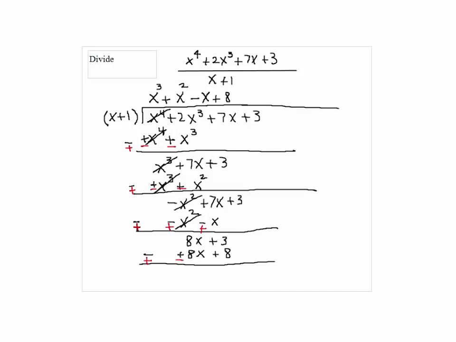And we say, what times x gives you 8x? It would be plus 8. 8 times x would be 8x. 8 times 1 would be plus 8. To find the remainder, we change subtraction to addition, and we change the sign of the second column to its opposite sign, and this time the remainder would be equal to -5.